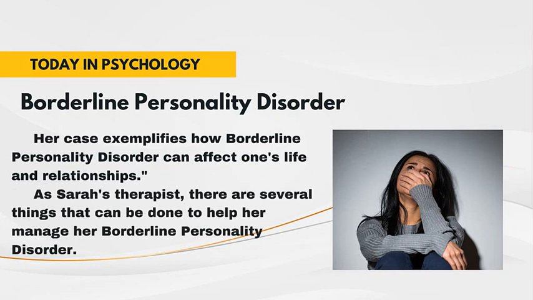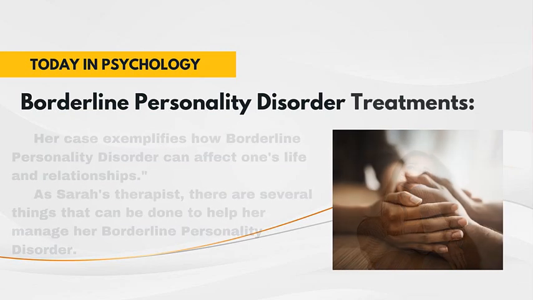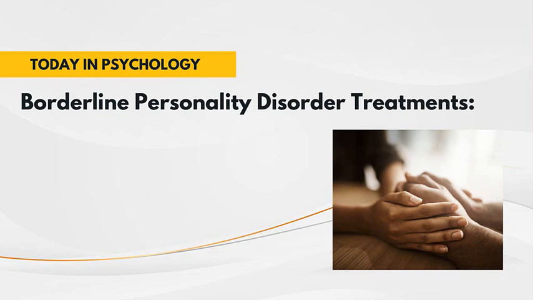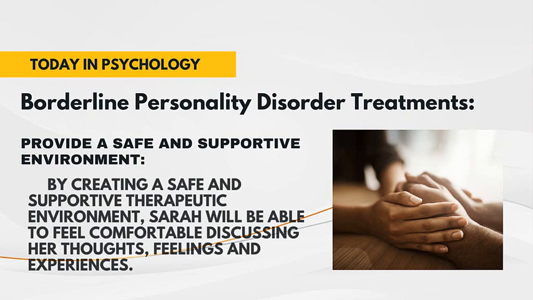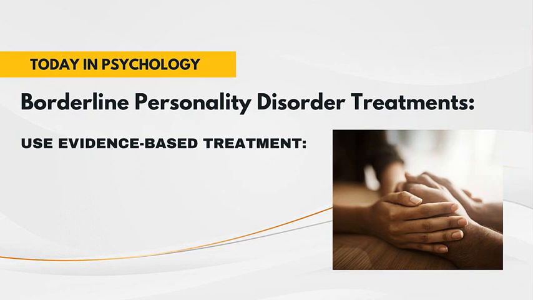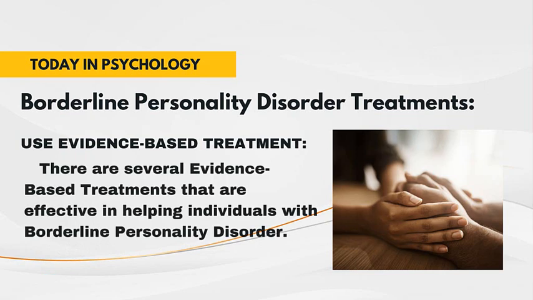As Sarah's therapist, there are several things that can be done to help her manage her borderline personality disorder. Borderline personality disorder treatments. Provide a safe and supportive environment. By creating a safe and supportive therapeutic environment, Sarah will be able to feel comfortable discussing her thoughts, feelings, and experiences. Use evidence-based treatment. There are several evidence-based treatments that are effective in helping individuals with borderline personality disorder.